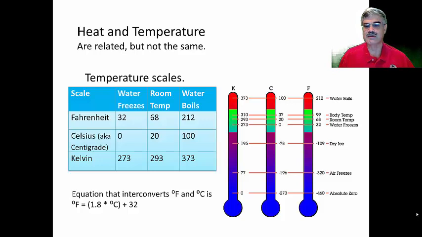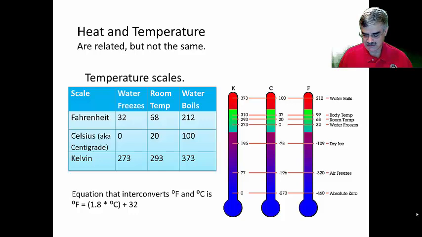Room temperature. Since we are most familiar with Fahrenheit, we would say that if the room temperature is 68 degrees, or something in that range, that it is room temperature. This corresponds to approximately 20 degrees on the Celsius scale and 293 on the Kelvin scale. Body temperature. We think that a normal healthy human has a body temperature of 98.6 on the Fahrenheit scale. That's what you would use to tell if you had a fever, if it's above 98.6. On the Celsius scale, this corresponds to 37 degrees, and on the Kelvin scale, it would be 310 degrees. So this shows you the correspondence between those temperatures.